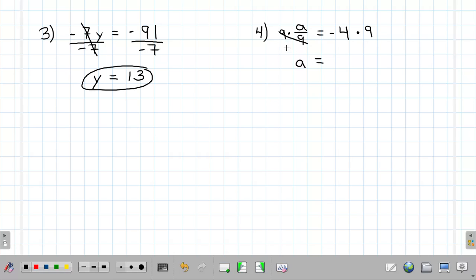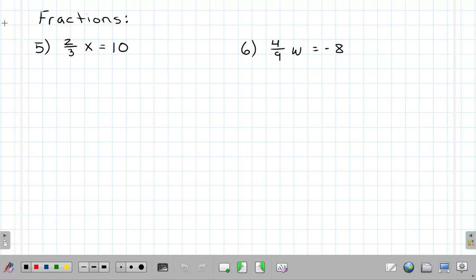The whole goal, in every single equation that we solve, is to get what we don't know on one side by itself. Okay? And like I've said before, usually we like it on the left-hand side because it makes it easier to read the answer. So like y is equal to 13. Okay, but in this case, we've got a is equal to negative times a positive, which is going to be a negative. 4 times 9, if you know your times tables, that is 36. So negative 36. All right, and that's pretty much how you do every single one-step equation.